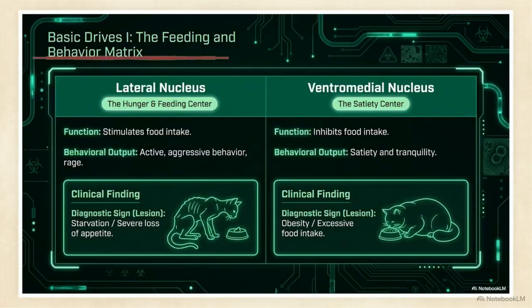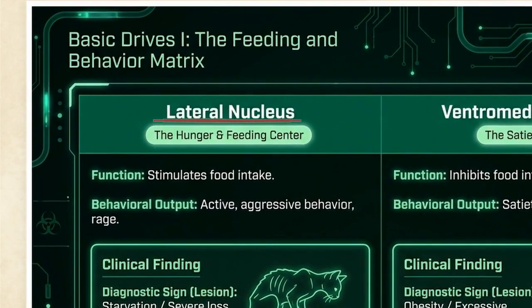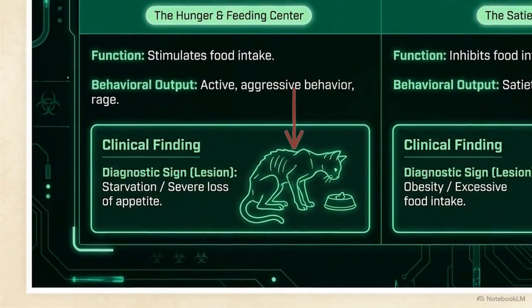Turning to our basic survival drives, this matrix maps the antagonistic centers for food intake. On the left, the lateral nucleus operates as the primary biological stimulator for hunger. A clinical lesion here produces a stark diagnostic sign: complete starvation.